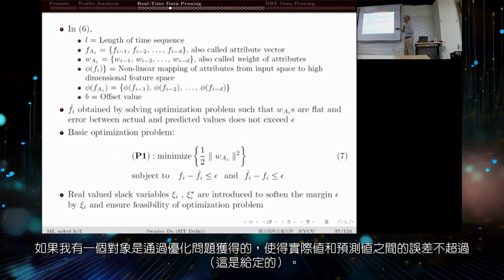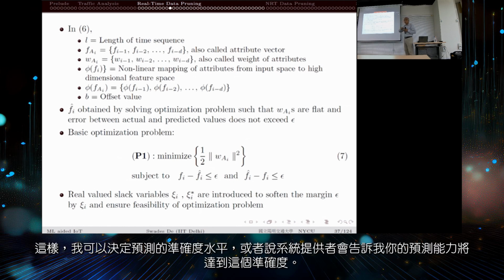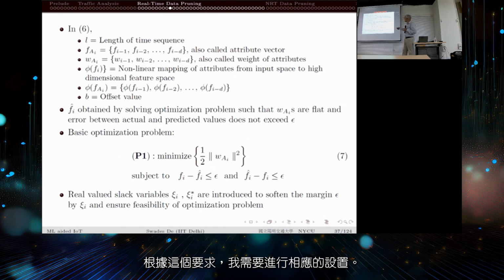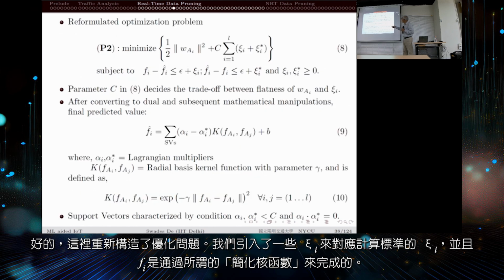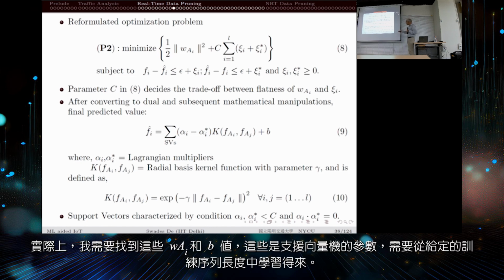So Fi hat is obtained by an optimization problem such that the wi's are flat and the error between actual and predicted values does not exceed epsilon. Epsilon is given to me; the system provider will tell me that my prediction capability should be this accurate. Using that, I need to obtain this Fi hat. This is the reformulated optimization problem, and here is a slack variable introduced, and this is the corresponding complementary slack variable. And this Fi hat is computed using the radial basis kernel function with parameter gamma.